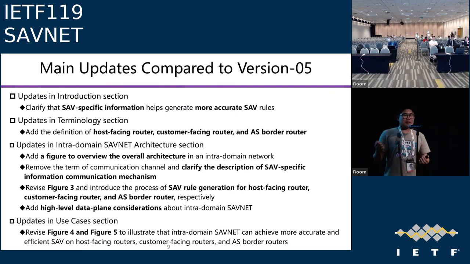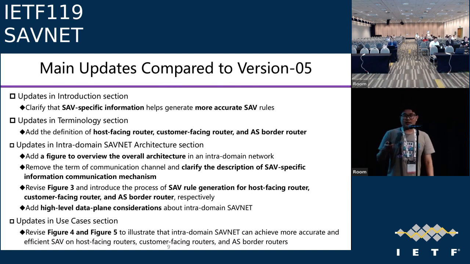Here we list the main updates in the latest version compared to version 05. In the introduction section, we clarify that SAV-specific information helps generate more accurate SAV rules than using local routing information in the FIB or RIB. And in the terminology section, we add the definitions of host-facing router, customer-facing router, and AS border router to replace ambiguous words such as edge router and border router.